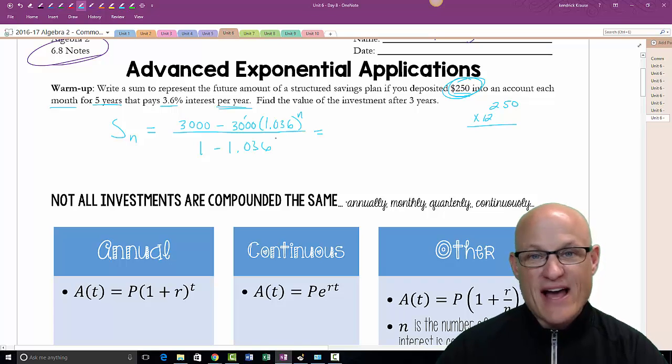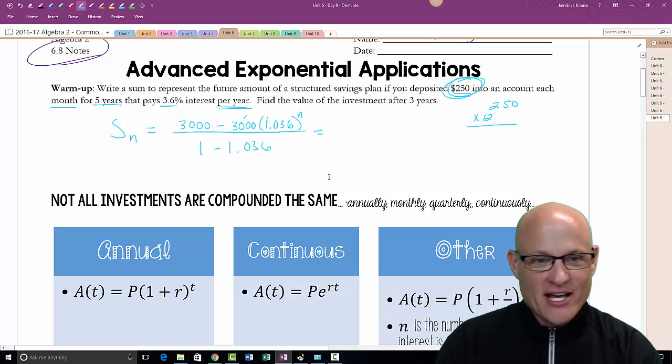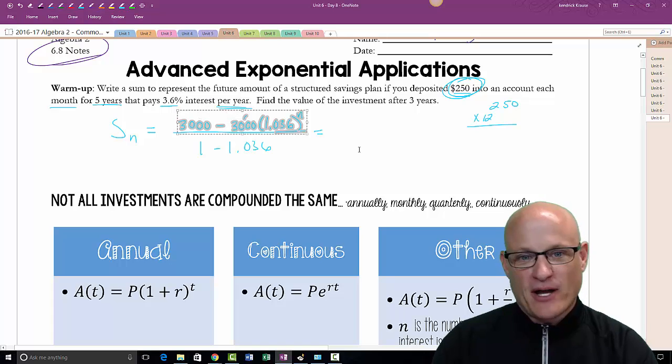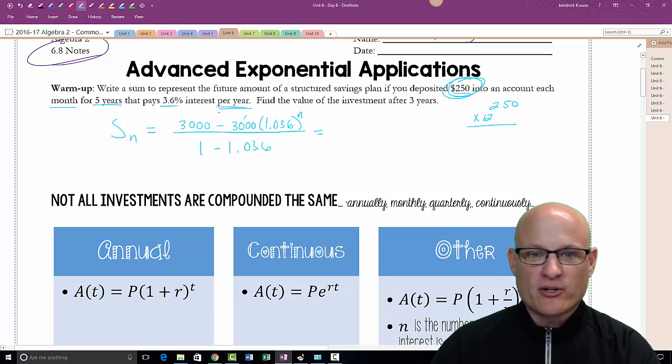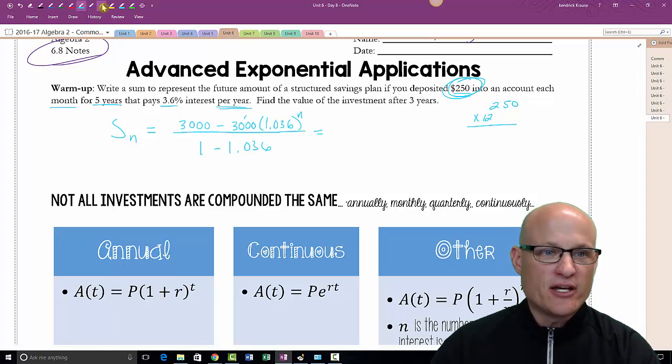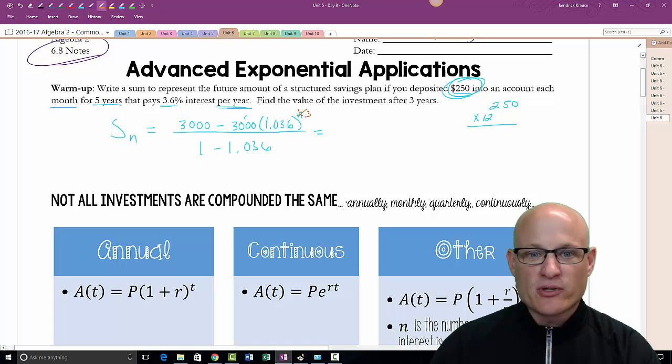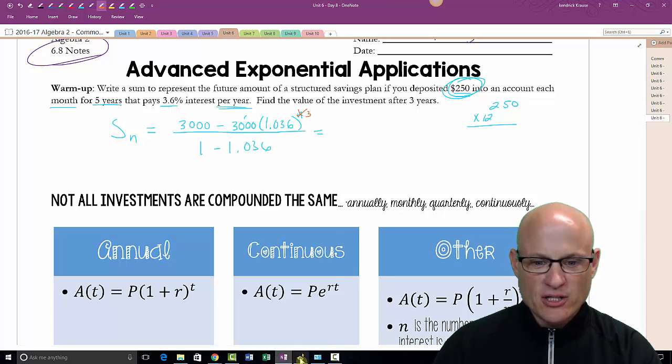And that's how much the value of our investment will be after 3 years. Again, the 3,000 just came from multiplying 250 times 12, 3,000 per year. Oh, and we're going to do it after 3 years, so I need to change this to 3 years. So I go back to my calculator.